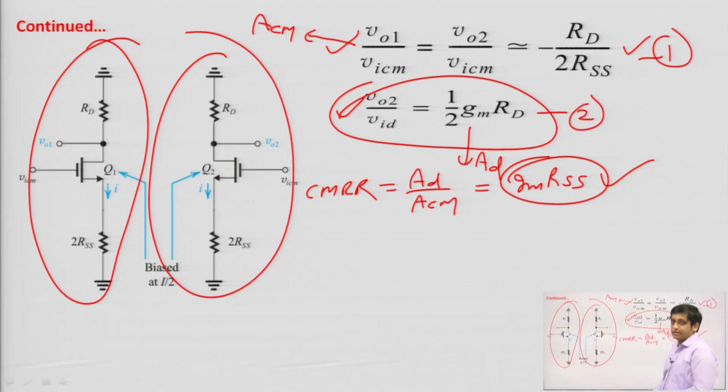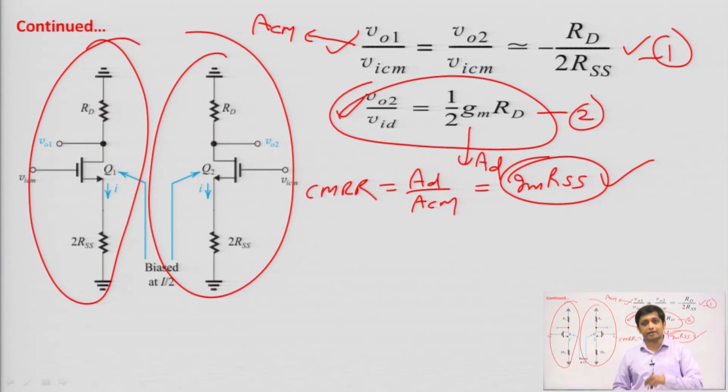In this class I have discussed the basics of the differential amplifier, then differential output and single ended output. The advantage of differential output is higher gain and higher CMRR. We have also calculated the value of differential mode gain, common mode gain and CMRR for single ended output and differential output. Whatever I have discussed in this class is for passive load.